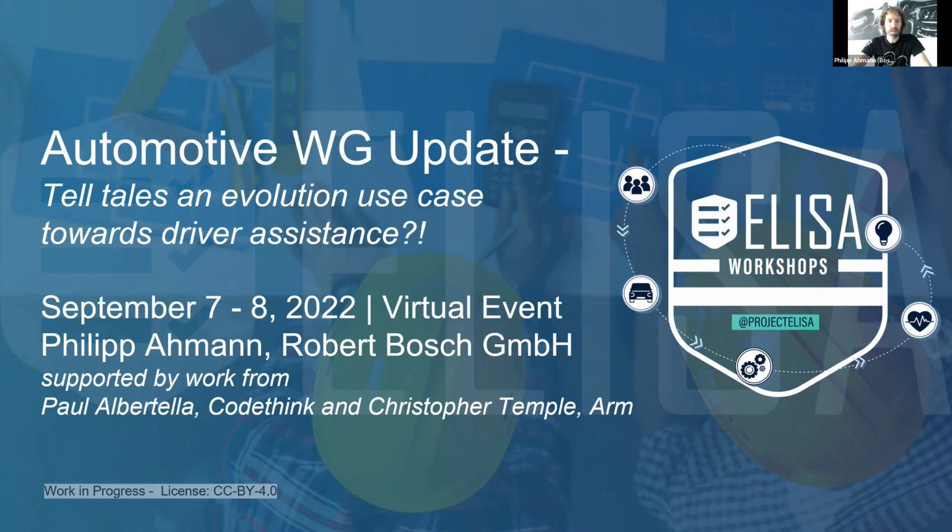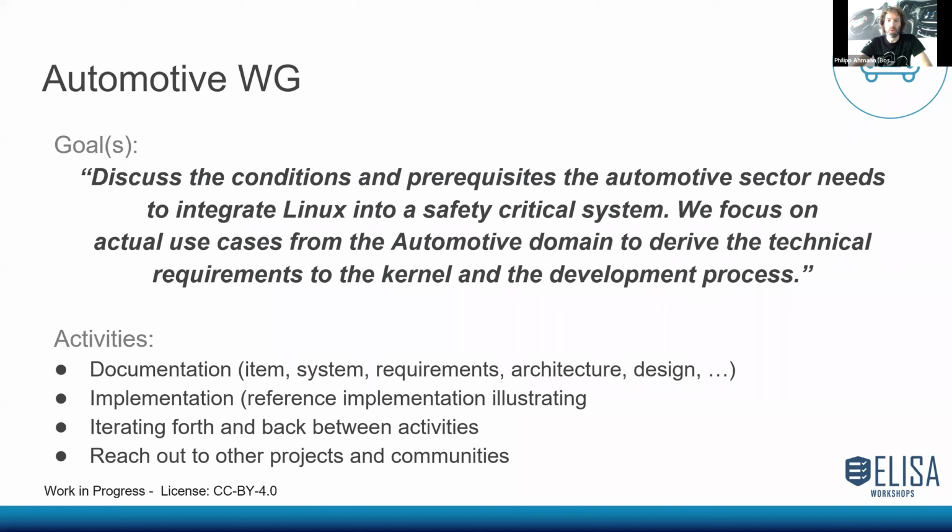And as in the welcome session, there was limited time to say what we are and what the different work groups do. So basically, what we set as a goal for the Automotive Work Group is that we discuss the conditions and prerequisites which the automotive sector needs to integrate Linux in safety critical systems. And it's most likely a no-brainer because it's the Automotive Working Group. We try to use actual use cases from the automotive domain and to derive the technical requirements for the kernel and the development process around this.